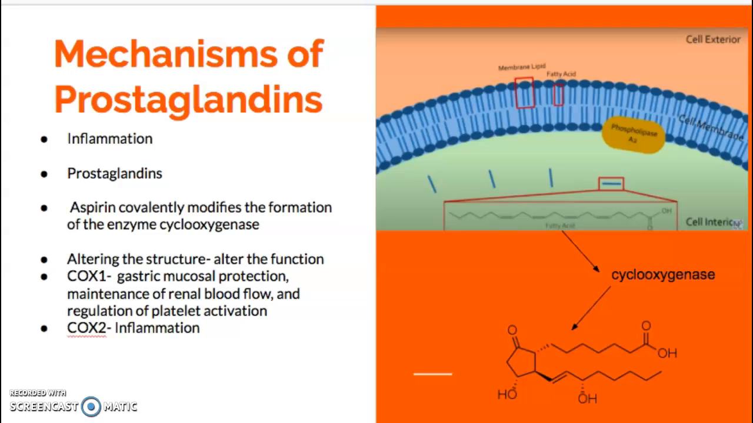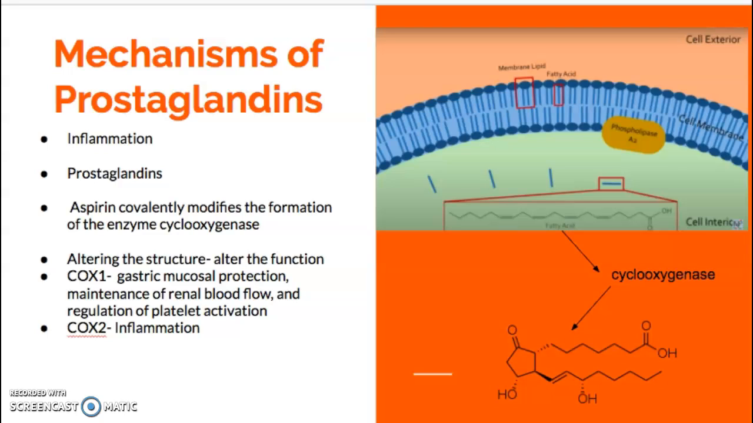So basically, aspirin is going to covalently modify the enzyme cyclooxygenase by altering its structure. As we know, enzymes are made perfectly to fit whatever they're reacting with. So if you alter the structure, you alter the function, and in this case, basically render it useless.